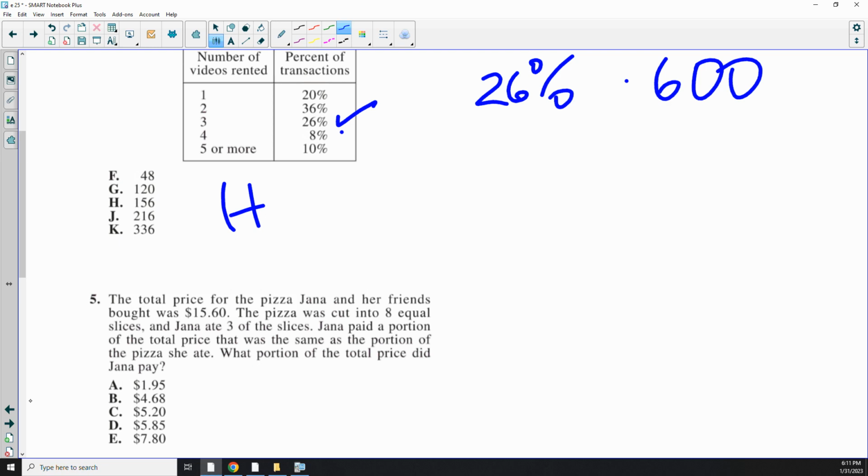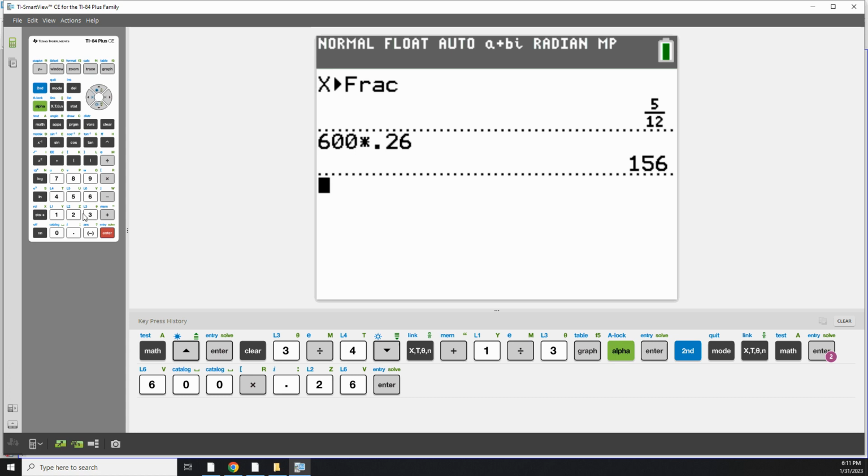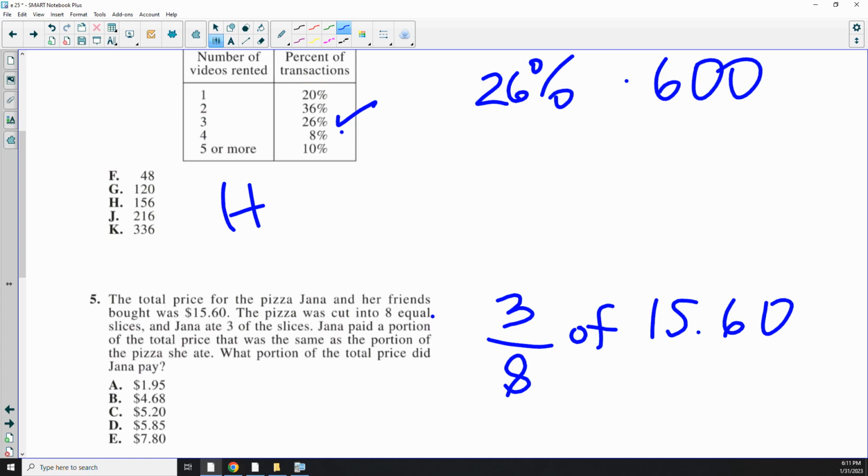The pizza was cut into 8 pieces. Jana ate 3. So what portion of the pizza did she eat? She ate 3/8. Once again, of the $15.60 pizza. So the calculator answer would be 3/8 per portion times the whole pizza, which was 15.6. Answer is 5.85, what she owes for her slice. Answer D.